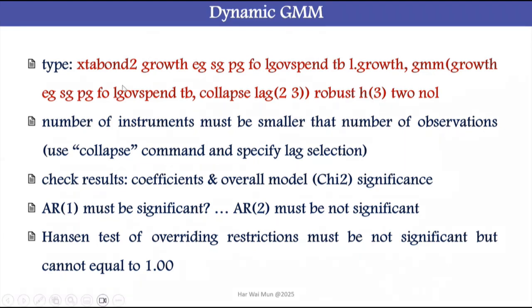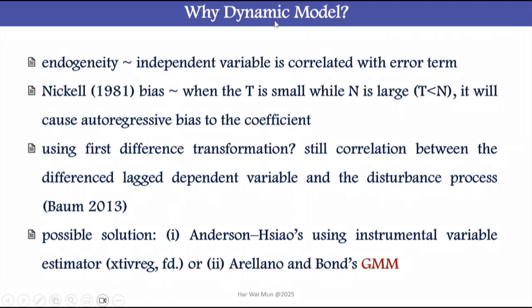So you expect last year's growth will also have some impact here or there. If you think it's like that, then by theory, this one need not be significant. Also, you can justify why you choose the dynamic GMM. Okay? And then AR2 must not be significant. Why? Because GMM or the dynamic model is to overcome this autoregressive problem, the endogeneity problem. This endogeneity problem is because of the autoregressive problem, the AR problem.